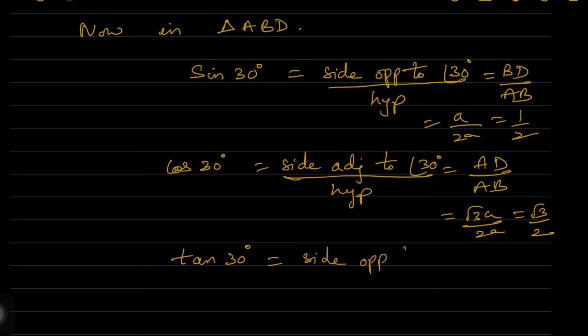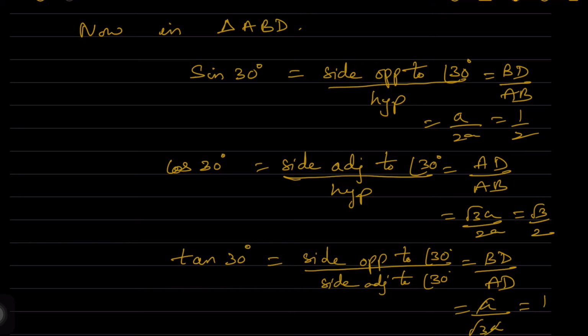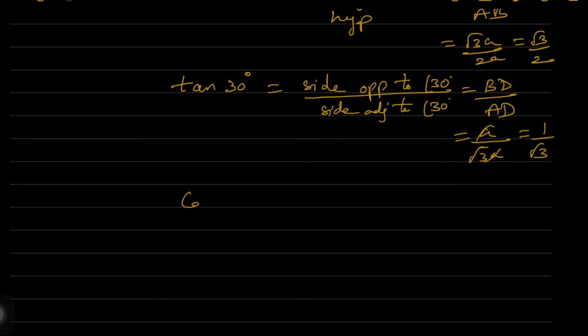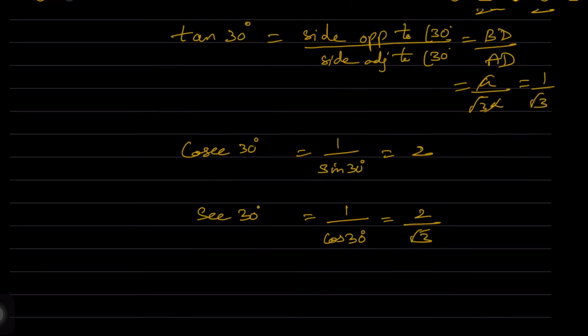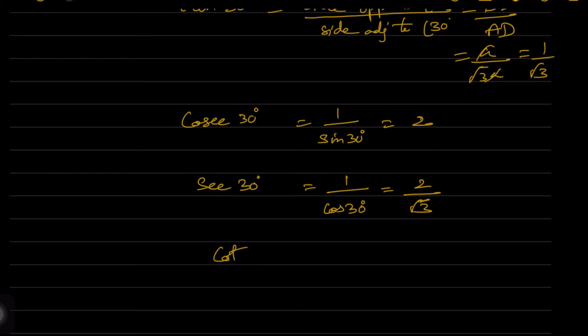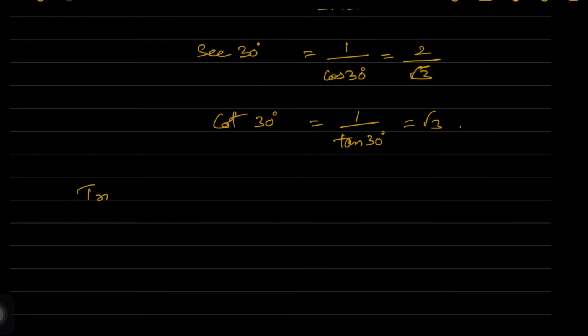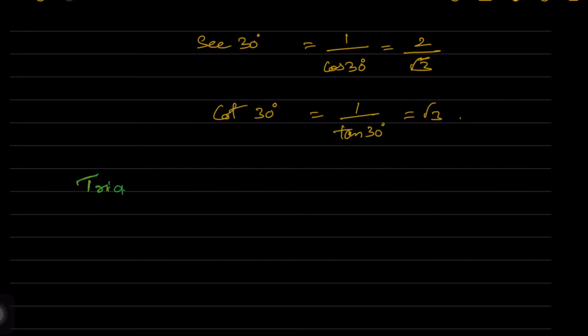So tan 30 is equal to side opposite to angle 30 by side adjacent to angle 30, which is equal to BD by AD, which is equal to A by root 3A, which is equal to 1 by root 3. So now the remaining follow in such a way that cosecant 30 is equal to 1 by sin 30, secant 30 is equal to 1 by cos 30, cot 30 is equal to 1 by tan 30. So we can write down all these values in this way. Just reverse them. So you are having cosecant 30 is 2, secant 30 is 2 by root 3, cot 30 is root 3.